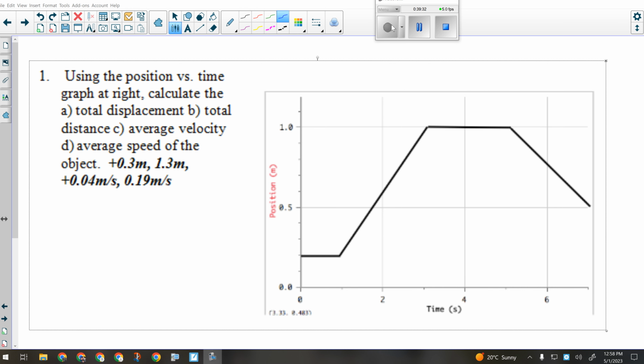Okay, so we got this position versus time graph that tells us where the object is at various points in time. We want to find the total displacement. All right, so the first thing I got to remember is that total displacement is final position minus initial position. Now, my final position, according to the graph, is 0.5 meters.